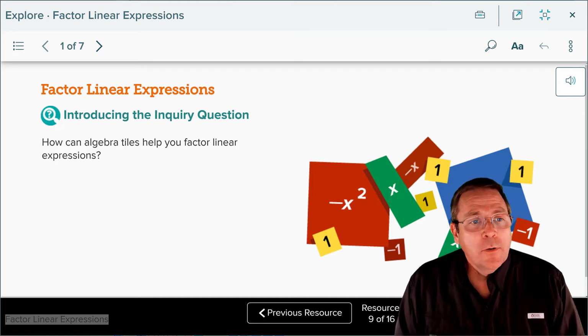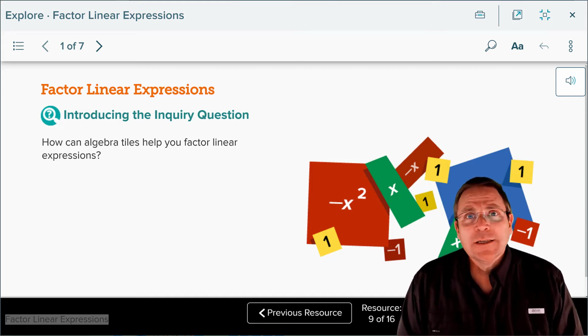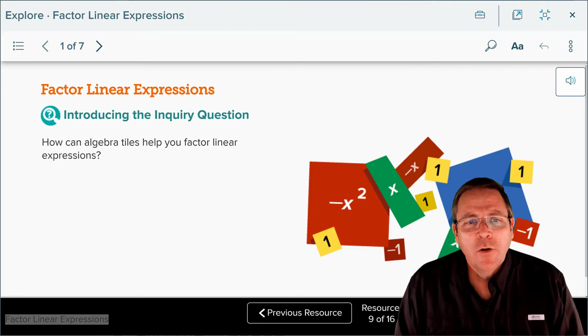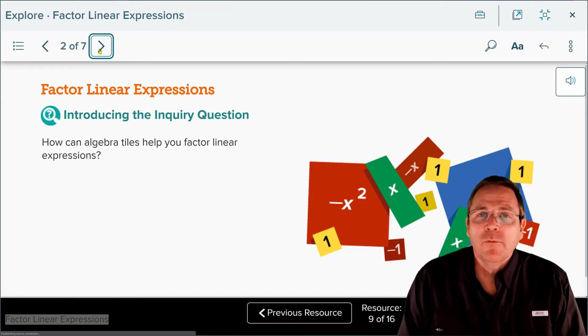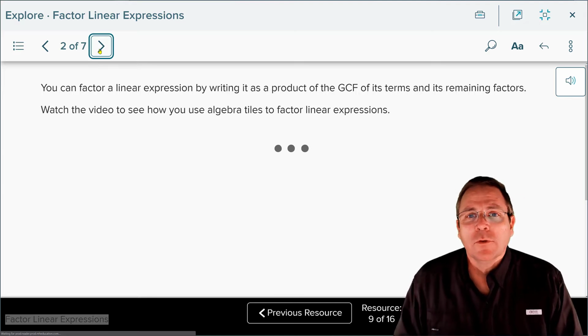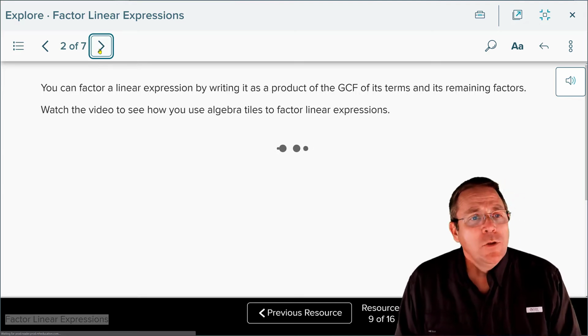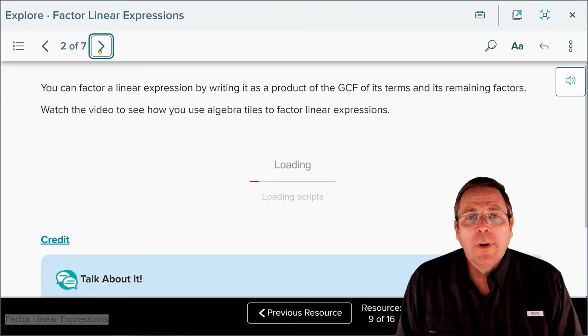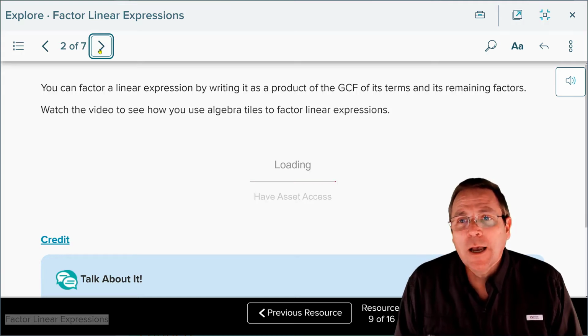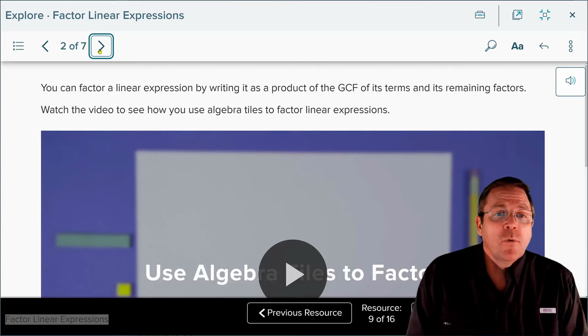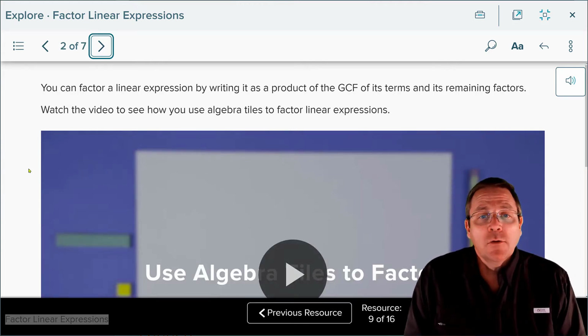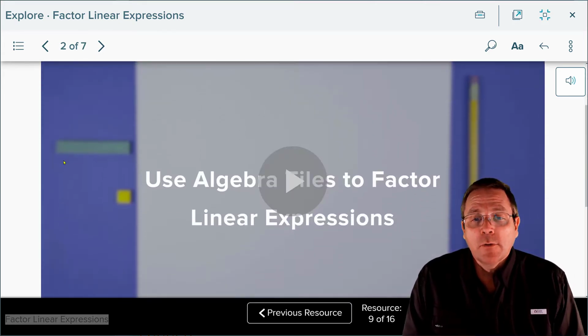We're picking this part up with an inquiry question that says, how can algebra tiles help you to factor linear expressions? And I'm kind of curious about this myself because I've never used algebra tiles to do this, so let's take a look at it. You can factor a linear expression by writing it as the greatest common factor of its terms and its remaining factors. Watch the video to see how to use algebra tiles to factor linear expressions.